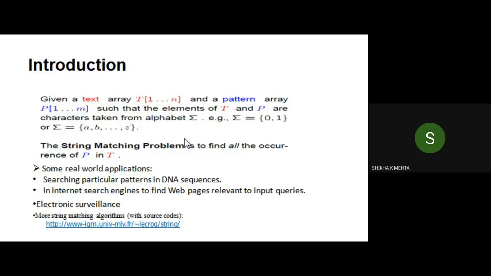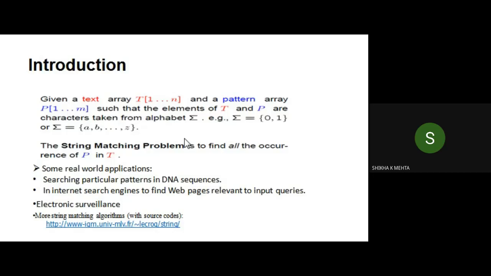So the string matching problem is to find all the occurrences of P in T. You will see this in machine learning or information retrieval systems in your upcoming semesters, where you will study many algorithms used for finding patterns. In information retrieval you will study the vector space model and the sine and cosine functions used to find similar documents. Whenever you look for similar documents, you are matching the terms.